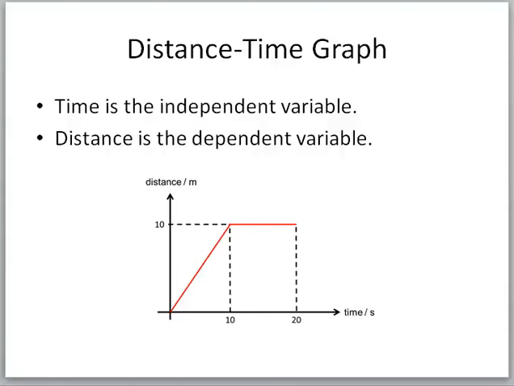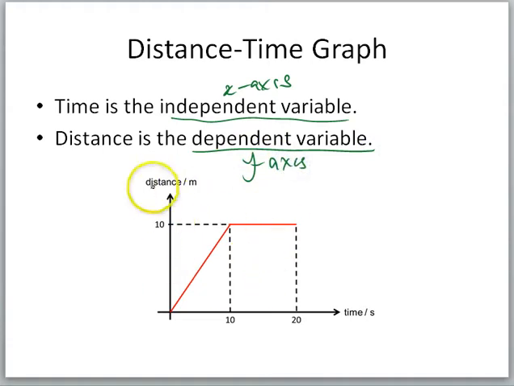Now we're at the last part. We talk about the distance time graph. From the name we know that the time is the independent variable, which means that it is on the x-axis, and the distance is the dependent variable, which is the y-axis. As you can see from the graph, distance is on the y-axis and time is on the x-axis, because time is the independent variable.